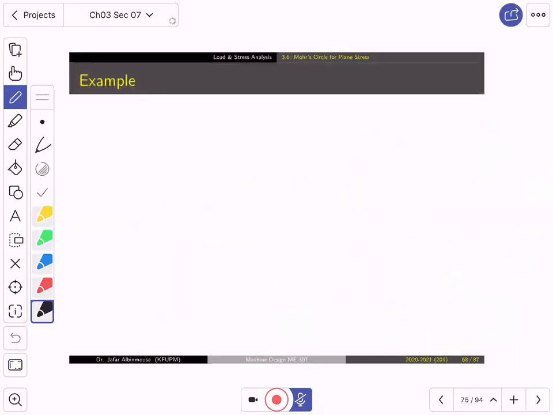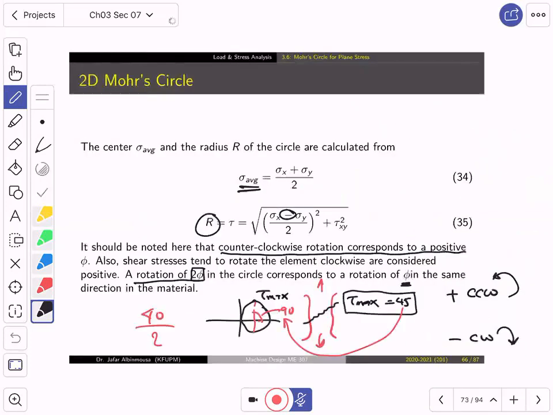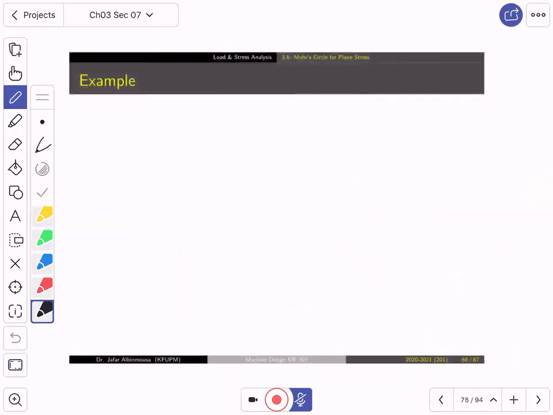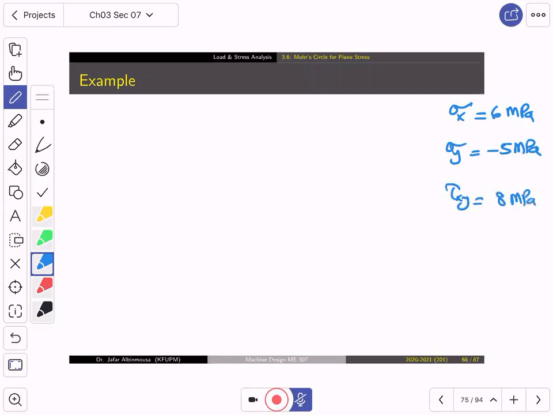Okay, so I think I removed an example from the slide. Let me tell you this. We have been asked to draw the Mohr circle and determine sigma 1 and all other values if we have sigma x equal to 6 megapascal, sigma y equal to minus 5 megapascal, and tau xy equal to 8 megapascal, counterclockwise, which means it is positive.